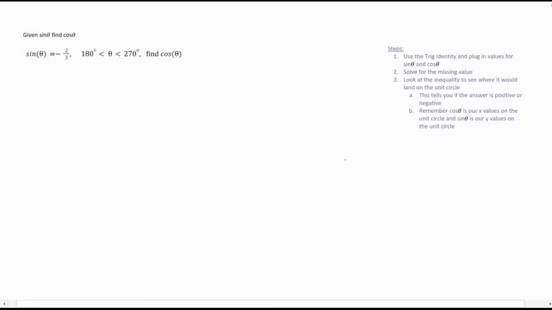Here we are asked to find cosine theta, given that sine theta equals negative 2 over 3, and 180 degrees is less than theta, which is less than 270, which we'll get into what all that means in a little bit. First of all, to solve this, I'm going to use the Pythagorean trig identity that we know, which is cosine squared theta plus sine squared theta equals 1.